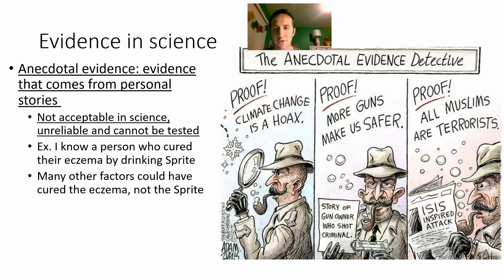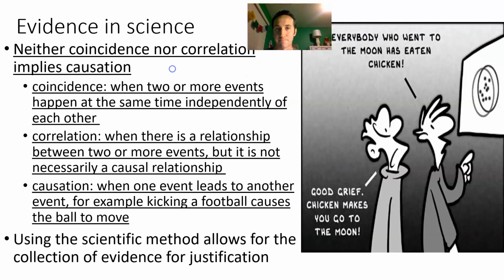I know a person who cured their eczema by drinking Sprite. A lot of things could have cured that eczema. It's likely just a coincidence that they were drinking Sprite and something changed. We see a little bit of this in this cartoon. The idea that somebody sees it snowing, therefore global warming is not a thing. Or there's the story of a gun owner who shot a criminal, therefore guns make us safer. Or there was an attack inspired by ISIS, therefore everybody of the Muslim faith is a terrorist. These are all anecdotal evidence. They're not really proving anything. It's just a story, and you can't really investigate it very well.